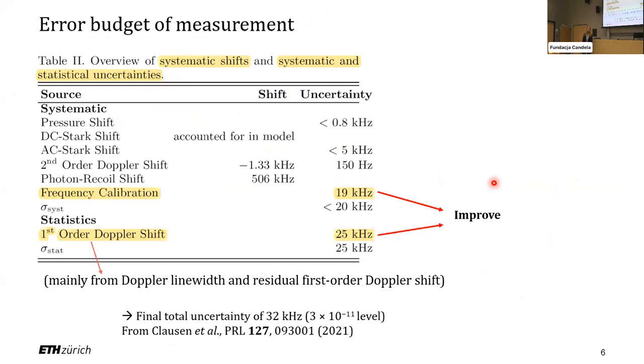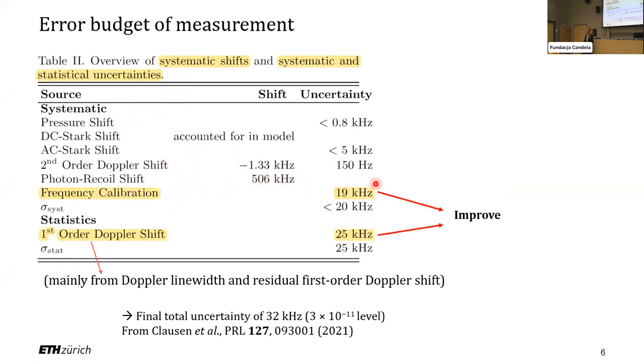Okay, so I will quickly introduce here our error budget of the last measurement so that you also have an idea of what can be improved in a future measurement. So we considered a list of systematic uncertainties and also looked at the statistics of our measurement. And for the systematics, we looked at the pressure shift, a DC and AC Stark shift, a second order Doppler shift, and a photon recoil shift.